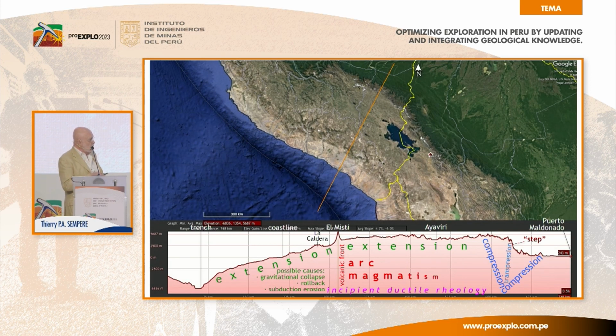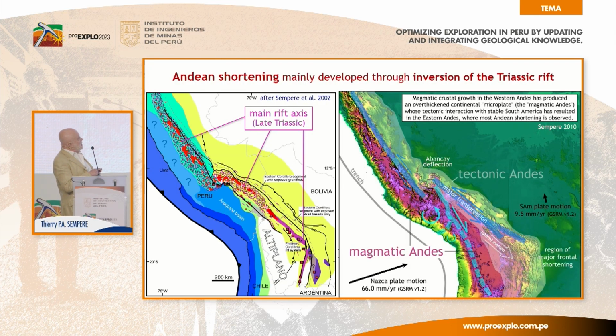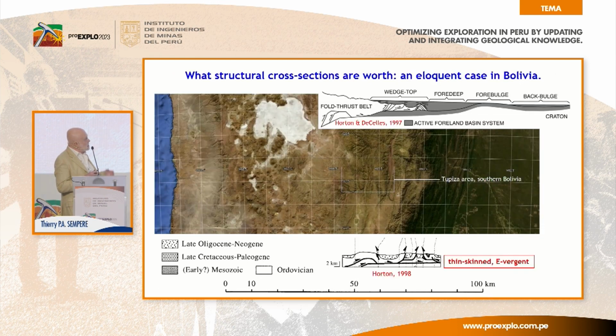There's the extension in the interface of the Andes and the Craton. I won't dwell here because we're running out of time, but sometimes compression is the reversion or inversion of the Triassic rift, which has been part of the Andean evolution at these latitudes, and there is a strong compression. I'm not saying that there's no compression. Please don't misunderstand what I mean to say.